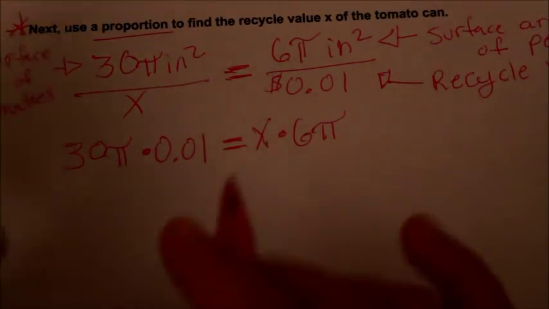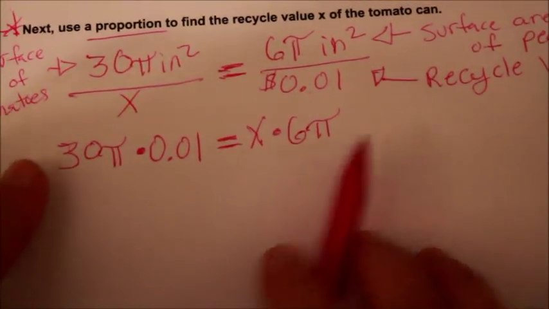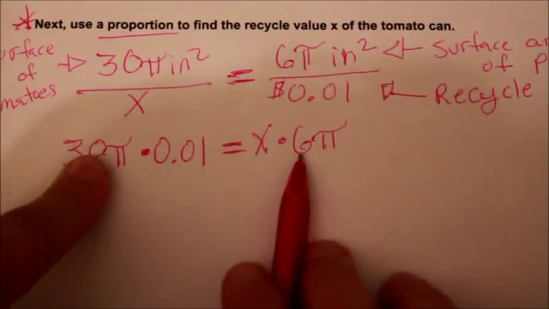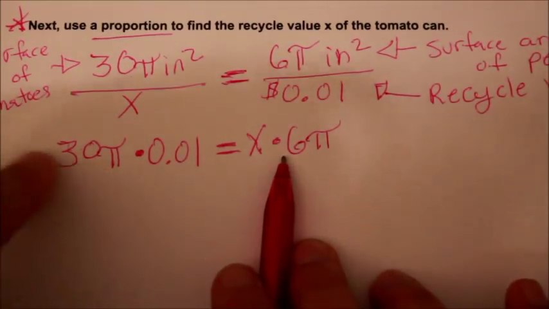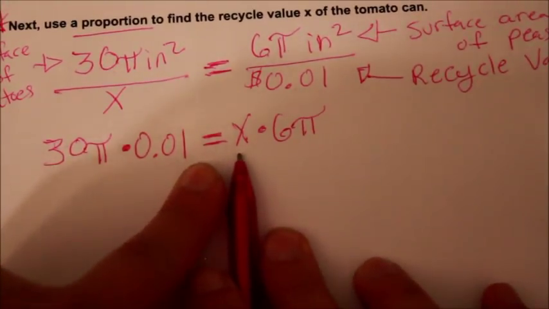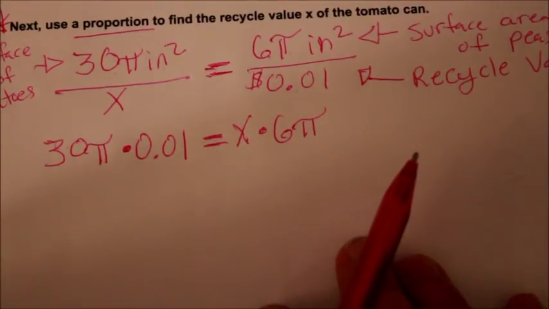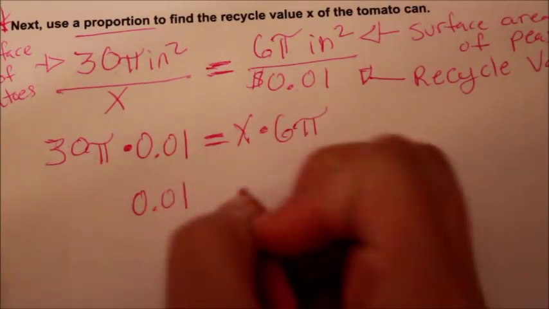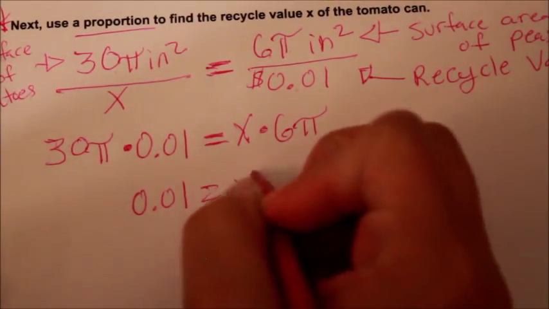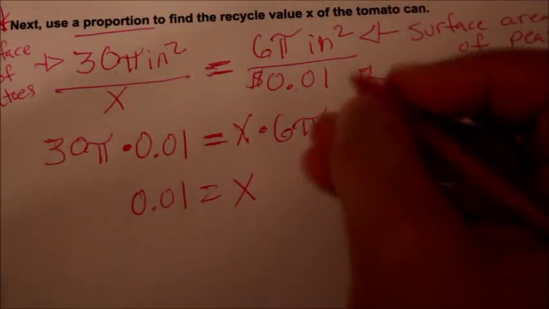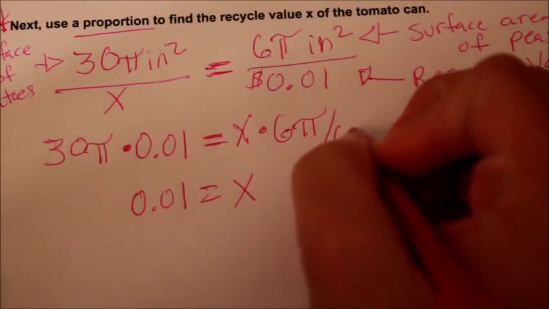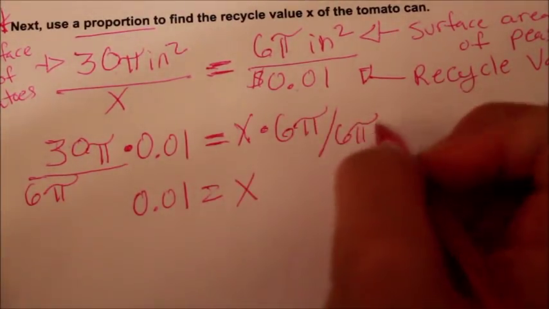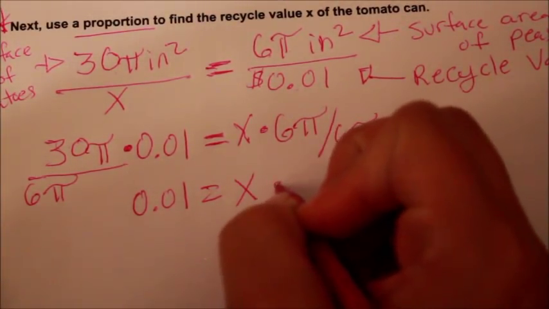Now, I'm going to look at this and say I could try to multiply both sides, but because that would be difficult, because we have decimals, it would kind of be messy. So what I'm going to do is leave this 0.01 alone. I'm going to leave my x alone. What I'm going to divide by is 6 pi. 6 pi divided by 6 pi is going to give me my 1.